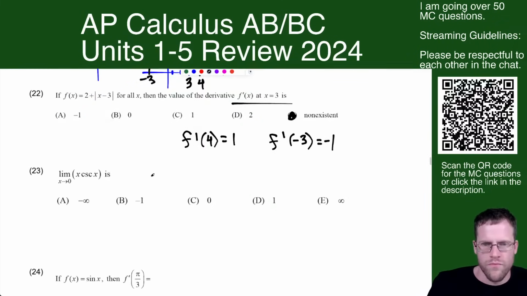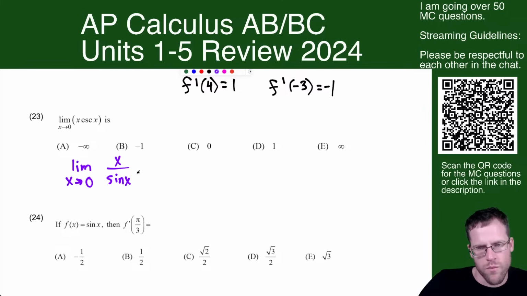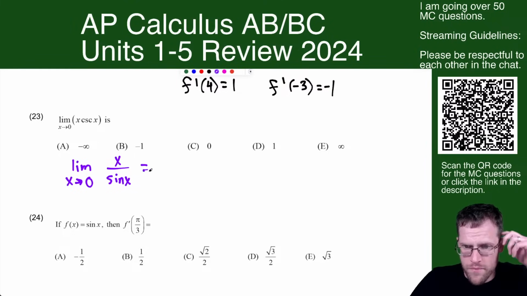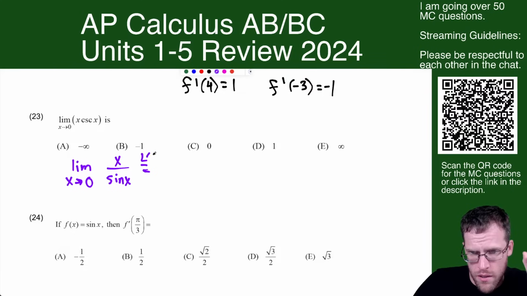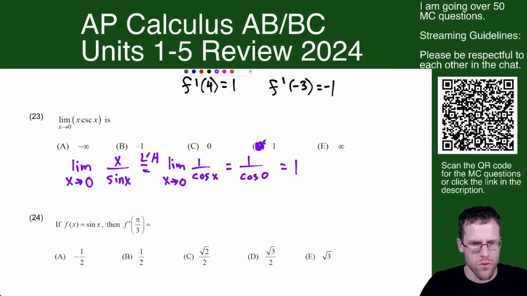So cool. All right. Oh, L'Hopital again. So this I would write like this. This is x over sine x. Okay, that's cosecant is 1 over sine x. And then here, I would L'Hopital, because you got 0 over 0. And you're going to get 1 over cosine. And when you plug in 0, you have 1 over cosine 0, which is going to give you 1 over 1, is 1. Okay? Cool.